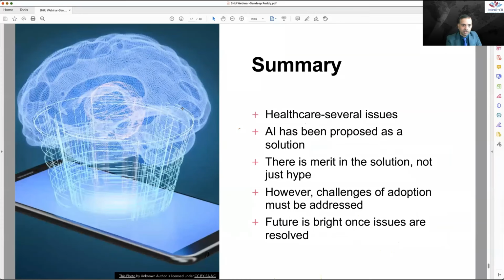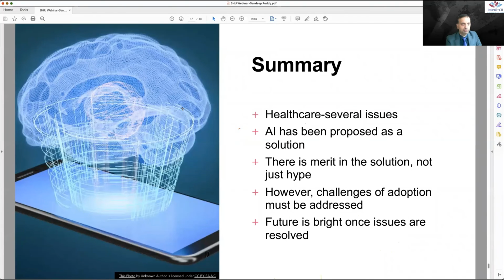So to summarize today's discussion, we know that healthcare has a lot of challenges and issues, and people are looking for solutions. I proposed artificial intelligence as a solution, and it's not without merit. There is a lot of merit. We discussed the details. It's not just hype. There is also substance in what we talk about with AI in healthcare.